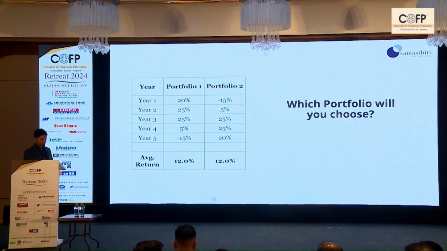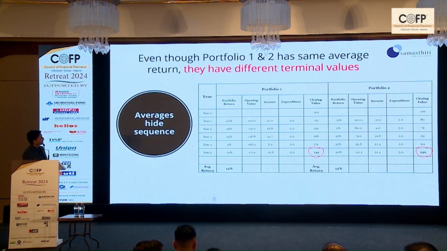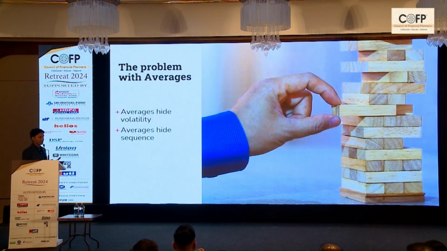Both of them average 12%, and you can see that because of the difference in the order in which those returns were earned, the portfolios actually end with different terminal values. So averages hide sequence. This is a big problem. They hide volatility, and they hide sequence as well.